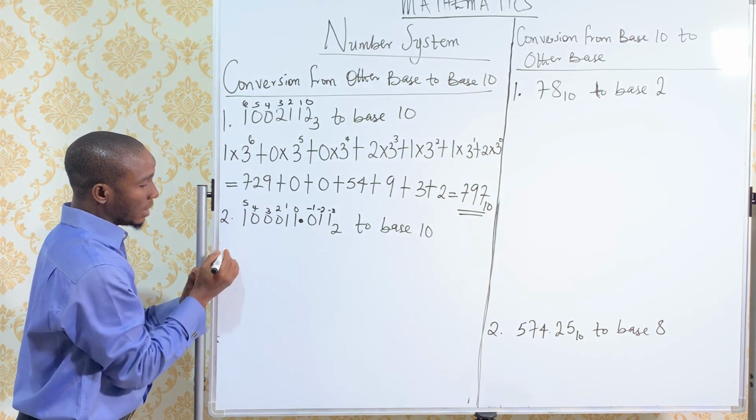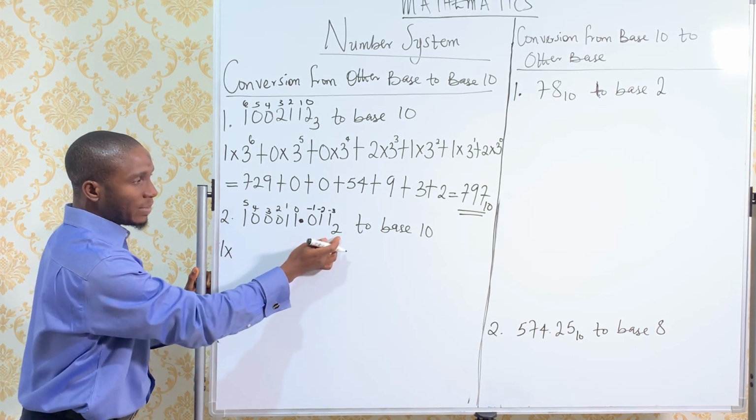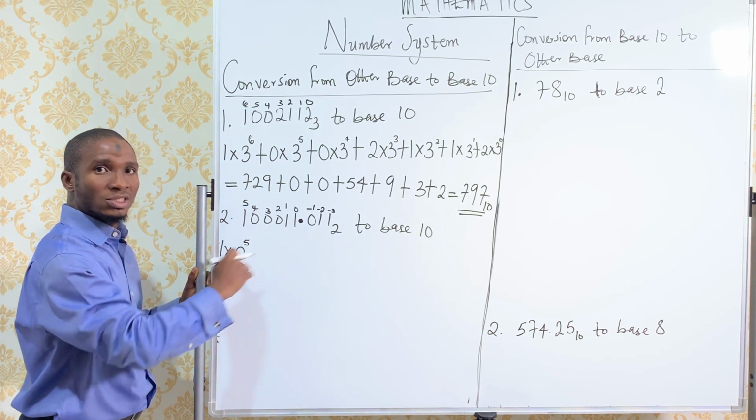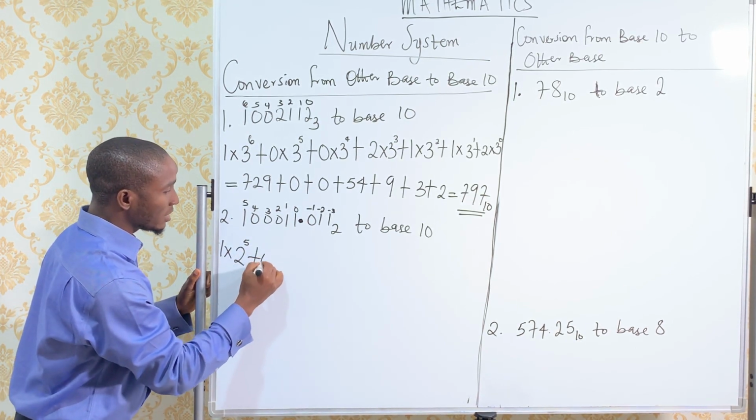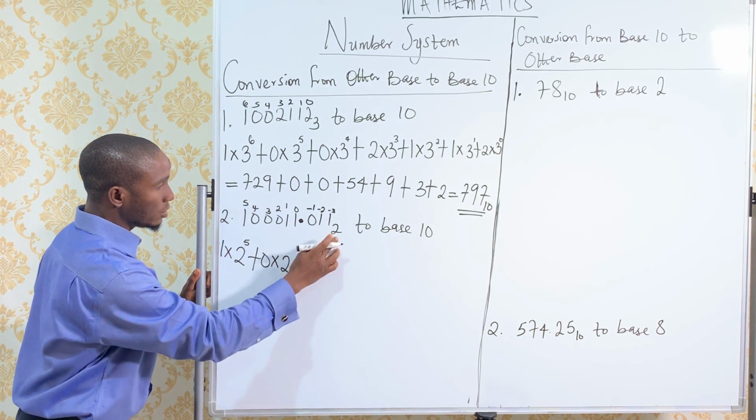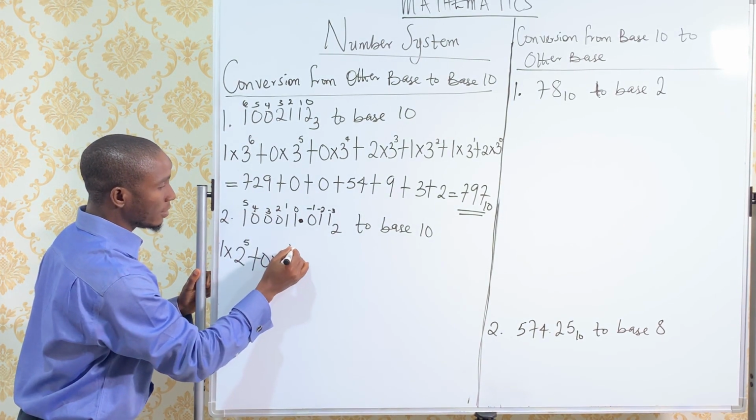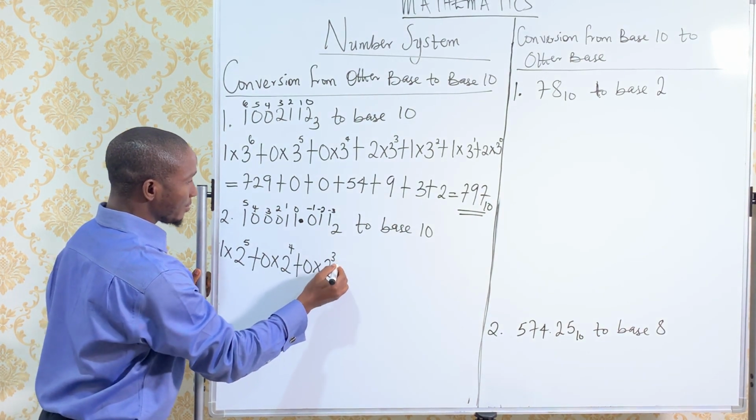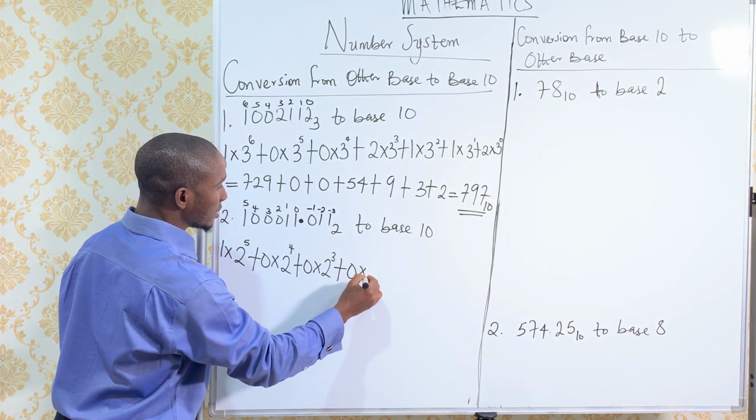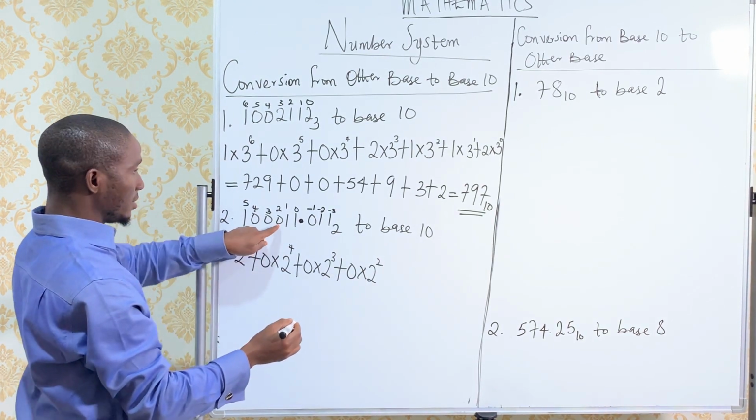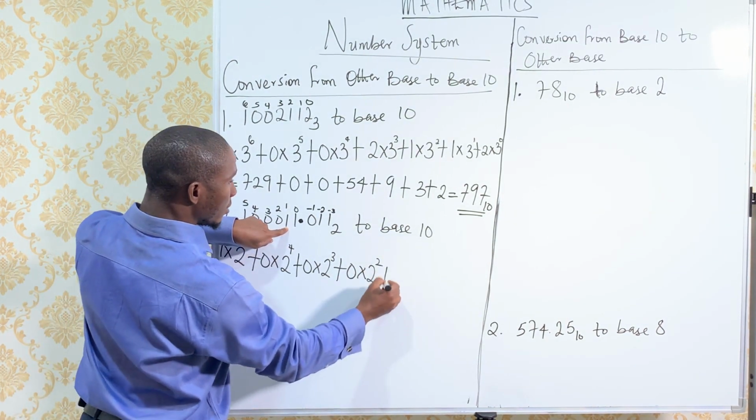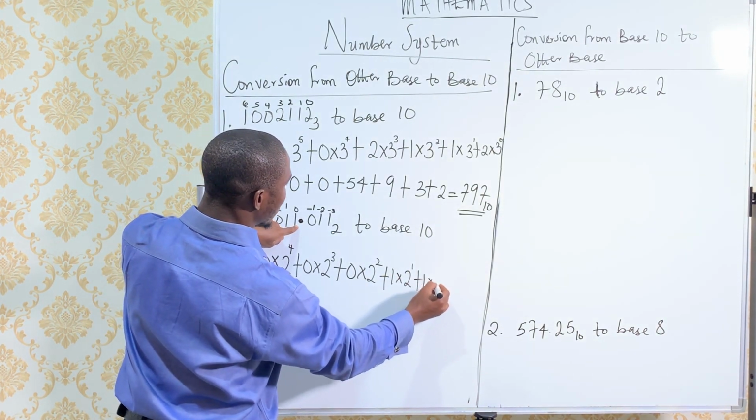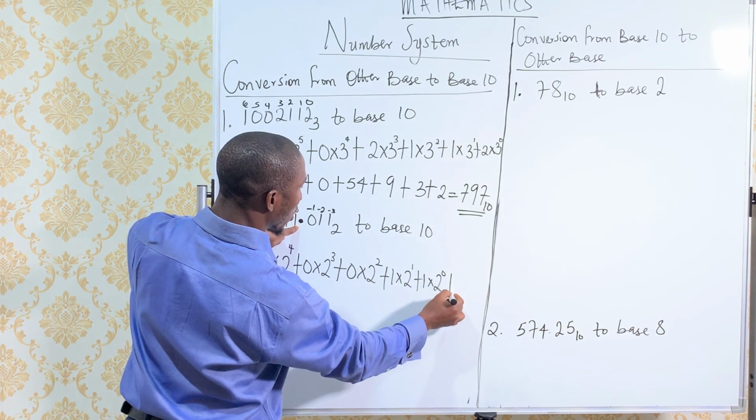That is, you pick the first number, 1, multiply it with the base, which is 2, raised to the power on top, which is 5. Then you continue in that order. Plus 0 times 2 raised to power 4, plus 0 times 2 raised to power 3, plus 0 times 2 raised to power 2, that is this. Now let's start from this again. Plus 1 times 2 raised to power 1, plus 1 times 2 raised to power 0, plus.